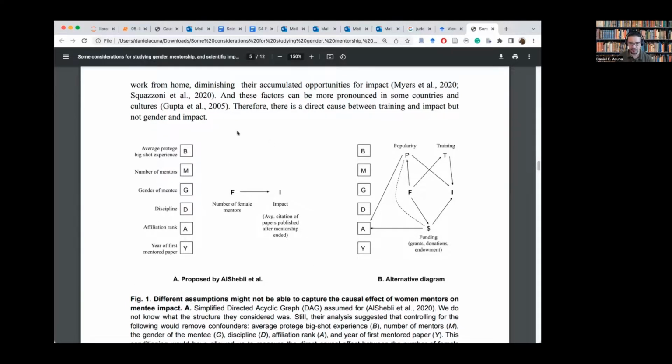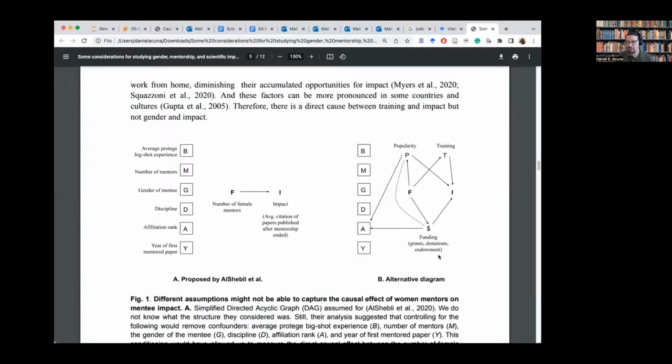Okay, this was the paper, what they proposed. So they were controlling for all these factors because they were assuming that these are the factors that you need to subclassify. So they will take these subgroups, so people that have proteges, that are big shots, the number of mentors that they have, the gender of the mentee, the discipline. So they control for all of these things. That was the subclassification. And then within each of those cells, they look at the differences if you change the number of female mentors with the impact. Okay, but I argue, and others have done this, that there might be other factors that were not controlled, and therefore you could claim.